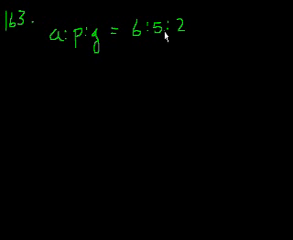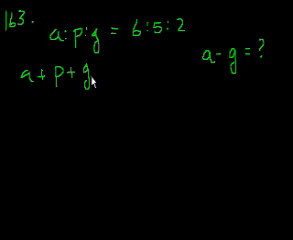A fruit salad mixture consists of apples, peaches, and grapes in the ratio of 6 to 5 to 2. So the ratio of apples to peaches to grapes is equal to 6 to 5 to 2. By weight, if 39 pounds of the mixture is prepared, the mixture includes how many more pounds of apples than grapes? So they essentially want us to figure out what the apples minus the grapes are equal to. So we have 39 pounds. So the pounds of apples plus the peaches plus the grapes equals 39 pounds.